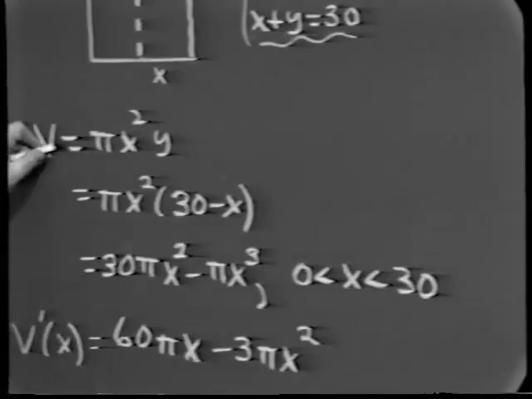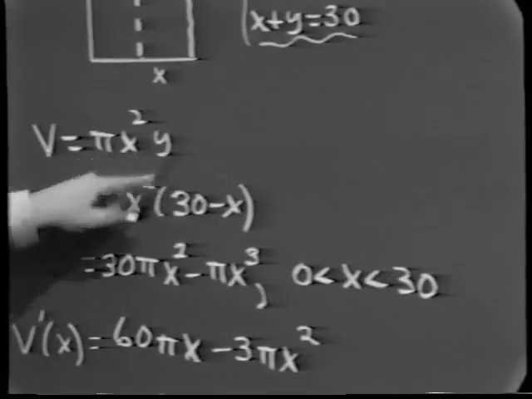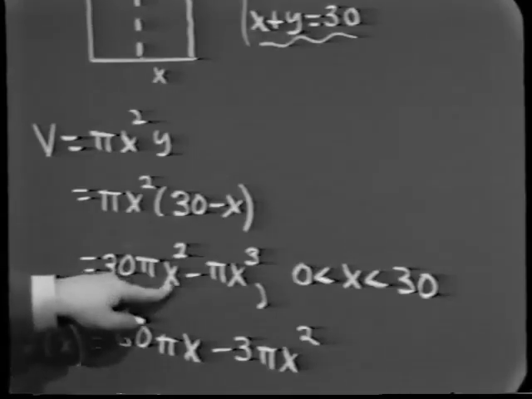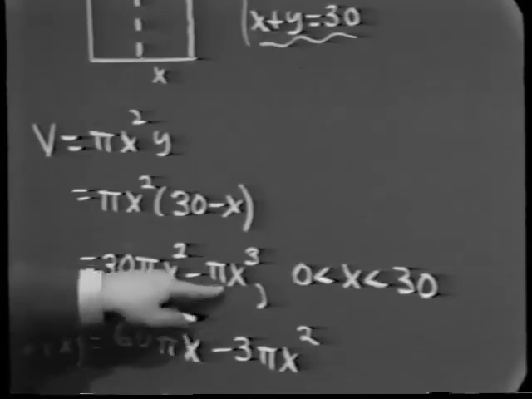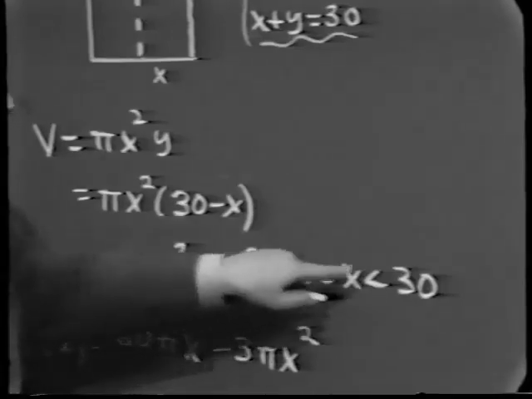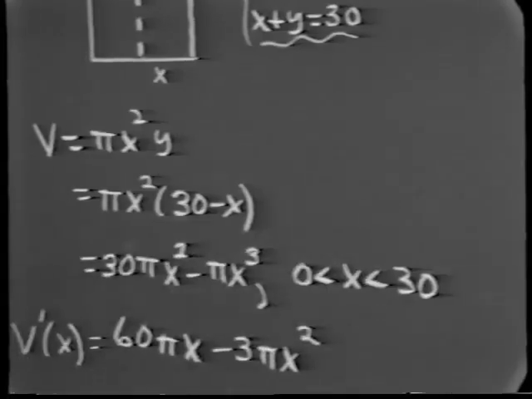So our analytic relationship is what? That V equals pi x squared y, which can be written as pi x squared times 30 minus x, which in turn can be written as the polynomial 30 pi x squared minus pi x cubed, defined on the open interval from 0 to 30.